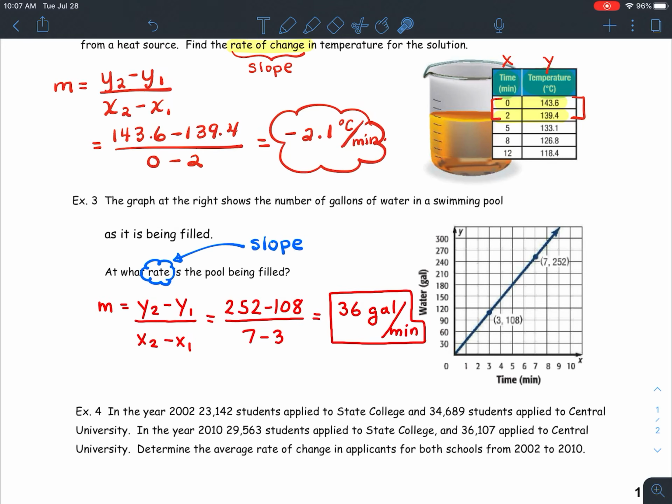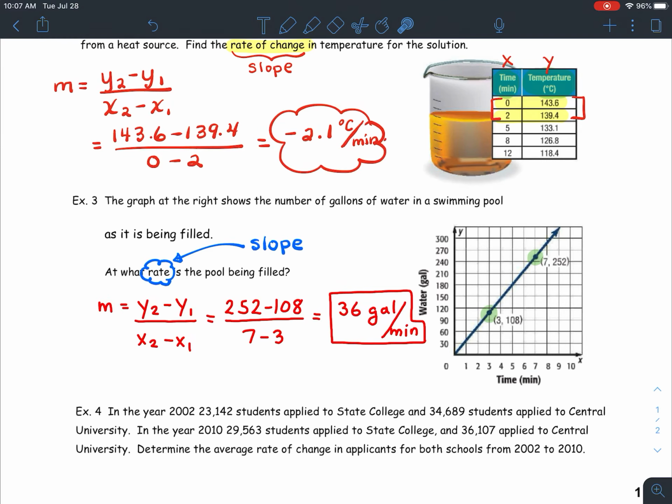Okay, it says the graph at the right shows the number of gallons of water in a swimming pool as it is being filled. At what rate is the pool being filled? So what you would want to do is simply go through and choose 2 points on the graph. They made it really easy for you because they went ahead and labeled 2 points for you, and then plug those into the slope formula just like we did in the previous example.